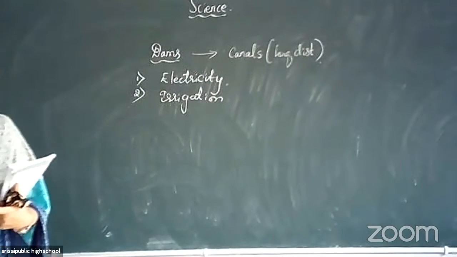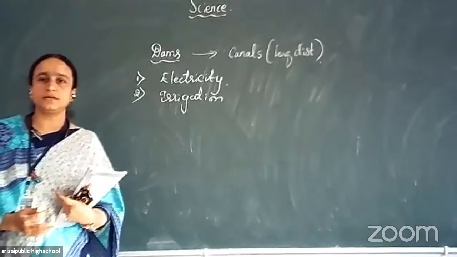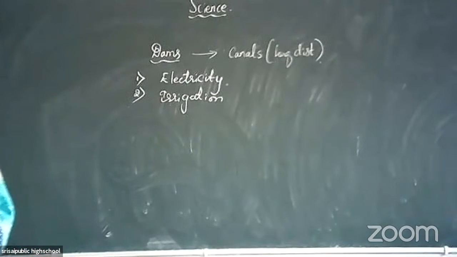So how is the water in the dam supplied to the different places? How is it supplied? It is through what? Yes, Pallavi, how is it supplied to the different places?